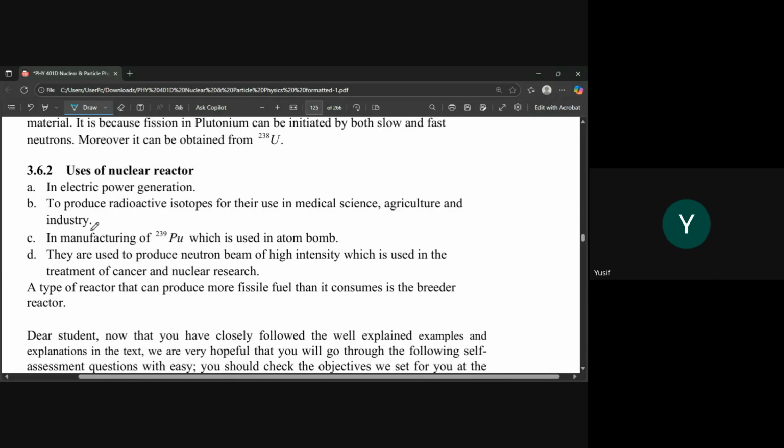And also, it's used in manufacturing of atomic bombs and other things. It's also used to produce neutron beams of high intensity, which are used in treatment of cancer and nuclear research.